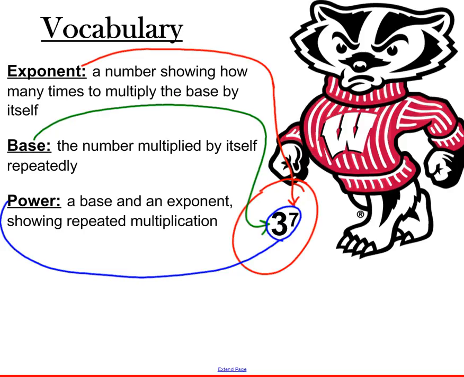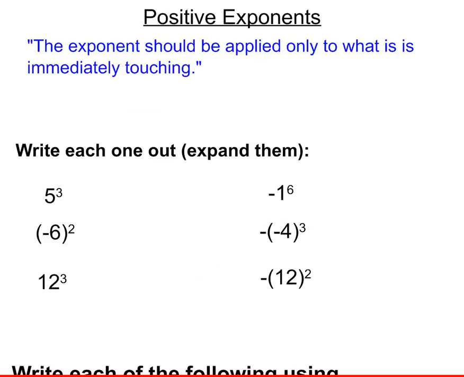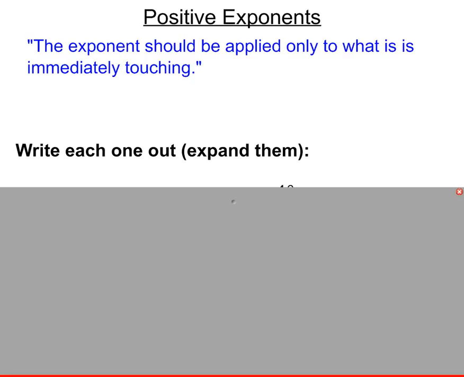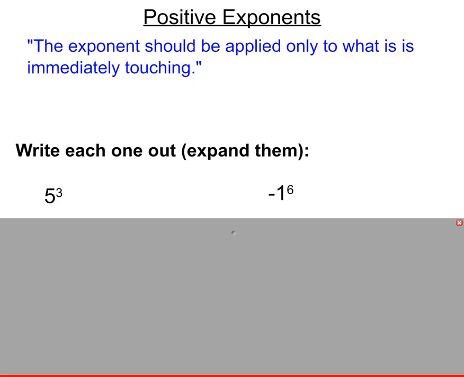And those are the basics of exponents. So let's talk about how exponents work exactly. Let's just read this through. Positive exponents. We're just going to work with positive exponents right now, basics. The exponent, which is that little number, should be applied only to what it is immediately touching. What it's immediately touching is the base. If there's anything else outside of it, it stays. So I'll show you how this works. I got a couple examples here.